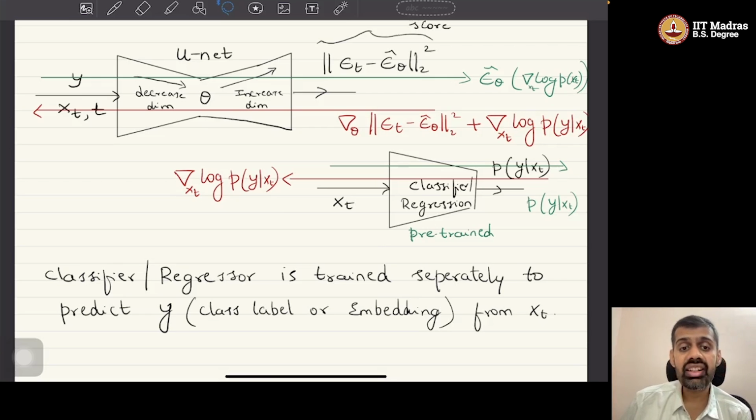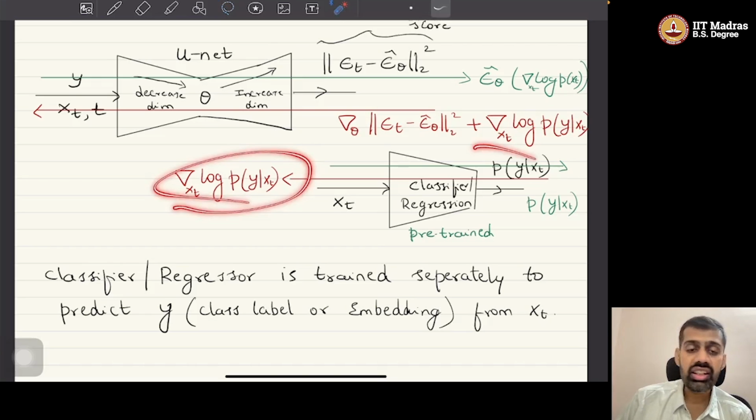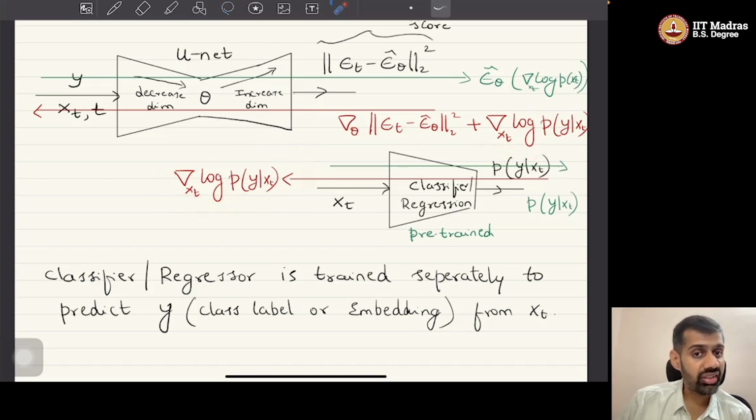So the classifier is separately trained beforehand, before training the unit. Okay, it is trained, and you compute this particular gradient, add that gradient, and do a back propagation. That's all. So this is how one would use a classifier or a regressor to guide the DDPM to be able to sample from the conditional distribution.